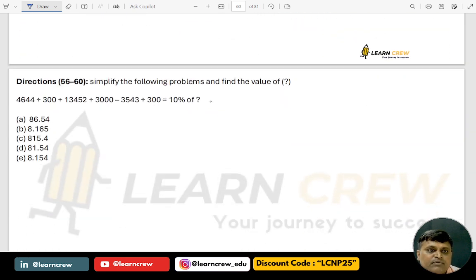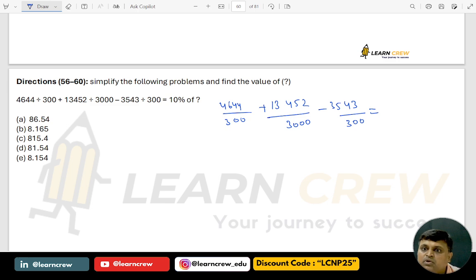Next, 4644 divided by 300. Simplify the following, right? 4644 divided by 300 plus 13452 divided by 3000 minus 3543 divided by 300 is equal to 10% of how much? So find the 10% value.